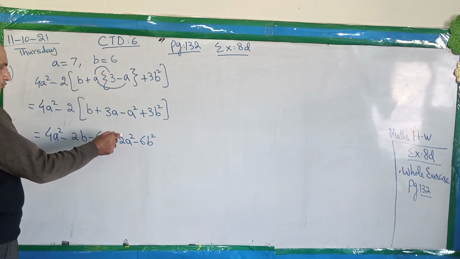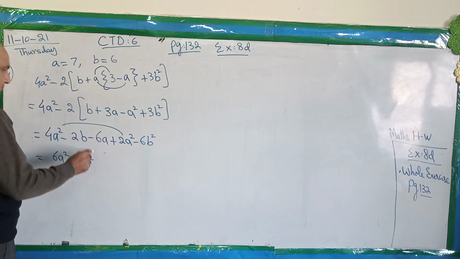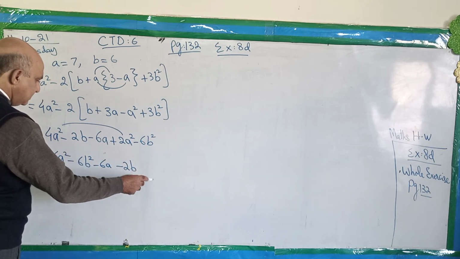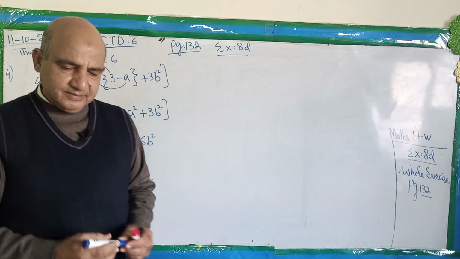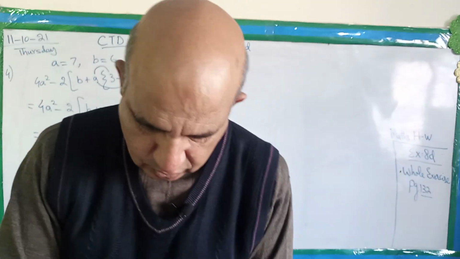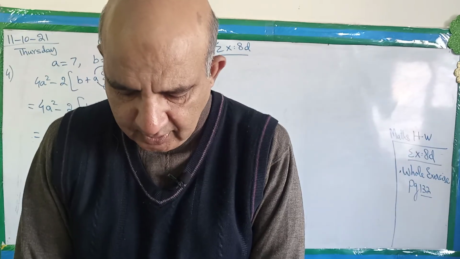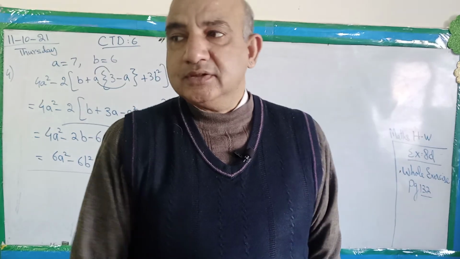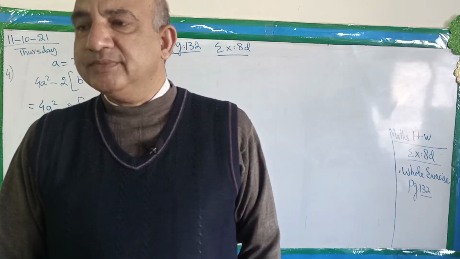Look, 4A square plus 2A square, 6A square minus 6B square minus 6A minus 2B. This is the answer, right? In this way, today we have finished exercise 8D, and tomorrow and the next day we will start chapter 9, that is linear equations. And I hope the students have understood this chapter and all the questions of algebra, and this is the last exercise of chapter 8.